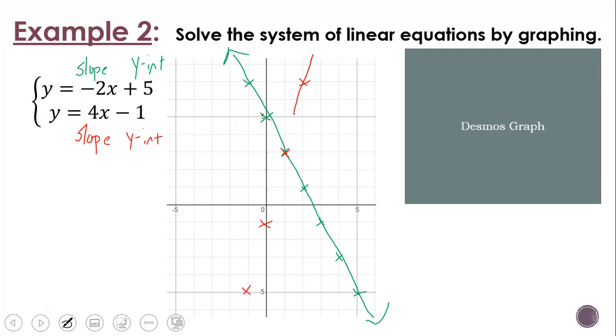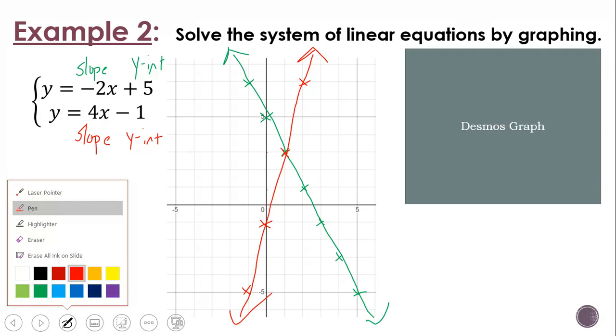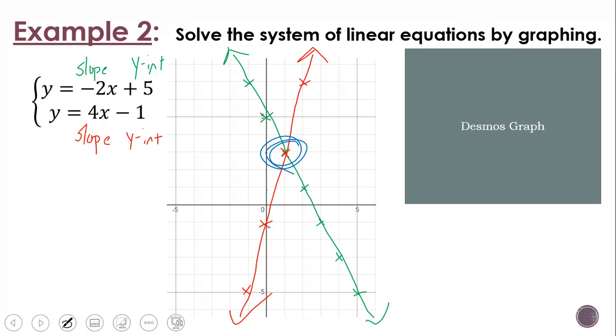And we're looking at the point where these two graphs intersect. So obviously we can see that that point is right here. And that's our solution. What is that point? We're looking for the actual solution here. That is the point 1, 3. So 1, 3 is your solution here. X is equal to 1, y is equal to 3.